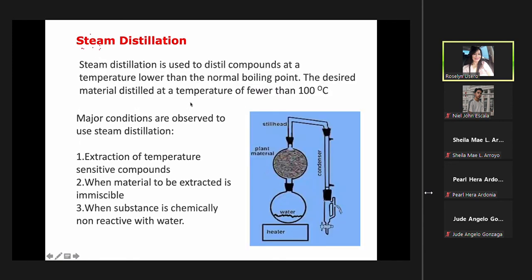So next, we have the steam distillation. Look at the setup. This is used to distill compounds at a temperature lower than the normal boiling point of water. The main conditions for using steam distillation are extraction of temperature-sensitive compounds, like essential oils, for example essential oil from leaves, like lemongrass, when the material to be extracted is immiscible, and when the substance is chemically non-reactive with water.